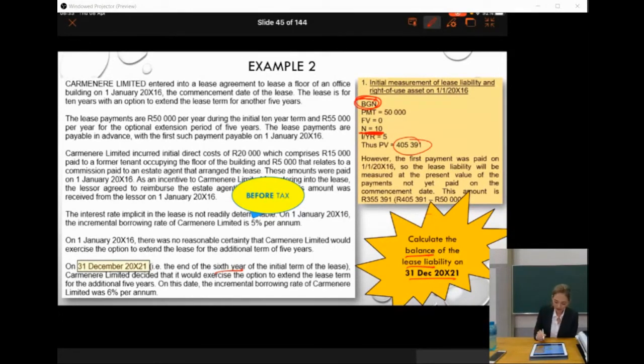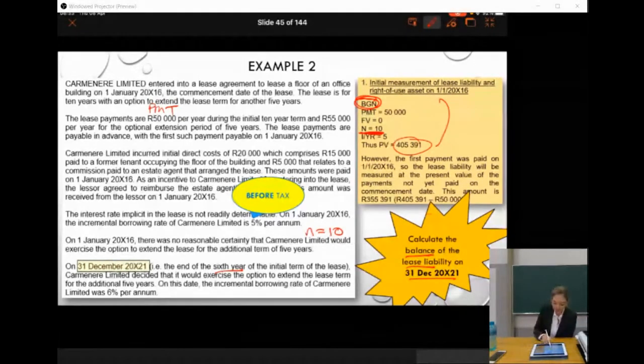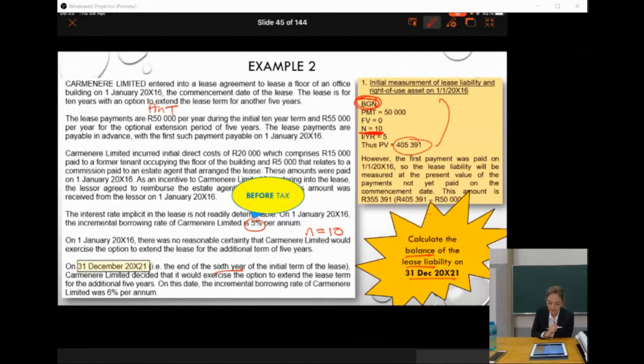So we know that our N is going to be 10, because we initially thought we're not going to extend. The 50,000 is going to be my payment. We've got everything here. And we've got our interest rate. So by using this and using your amort function, can you calculate that balance?